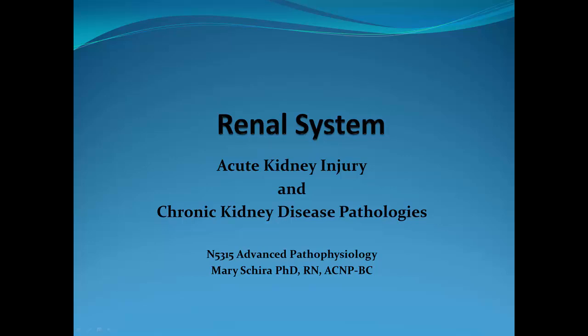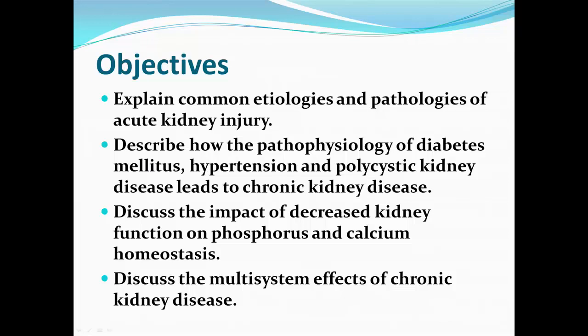Welcome. In this part of the lecture on the renal system, we're going to talk about acute kidney injury and chronic kidney disease pathologies. Specifically, we'll look at the common etiologies and pathologies of acute kidney injury. You'll notice that I'm calling it acute kidney injury, not acute kidney failure. This is a change in terminology that's important that we make.